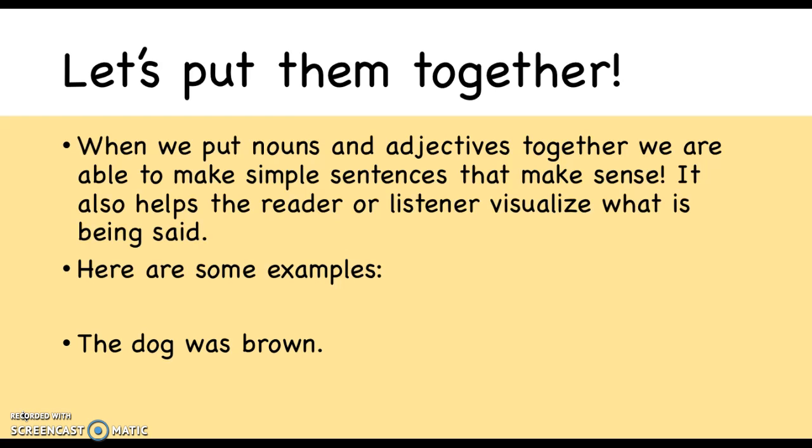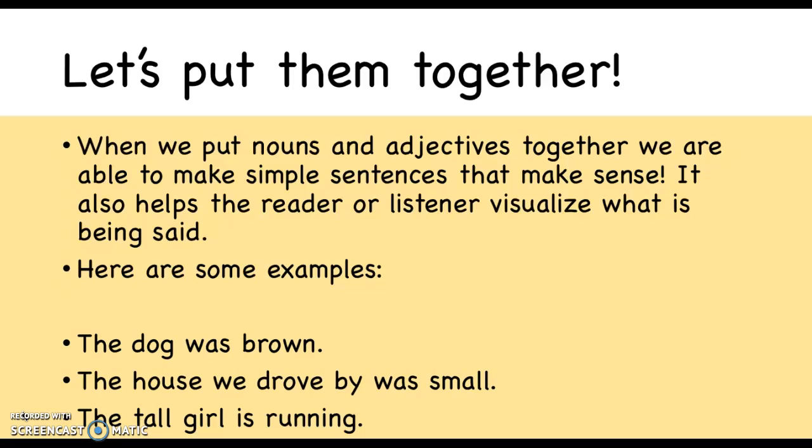The dog was brown. So in this case, the dog is the noun and brown is the adjective. The house we drove by was small. So in this case, the house is the noun and small is the adjective. And finally, the tall girl is running. So in this case, girl is the noun and tall is the adjective.